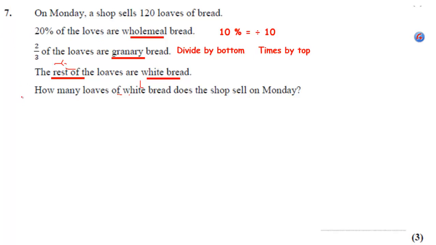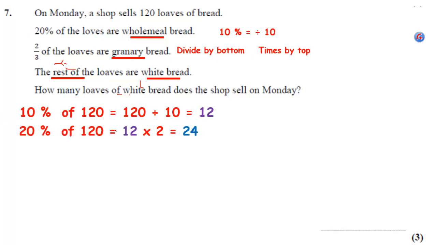So, to find 20% of 120, I'm going to first find 10% of 120. 120 divided by 10 is 12. And then 20% is going to be 2 lots of that 12, which is 24. So 24 wholemeal bread was sold.